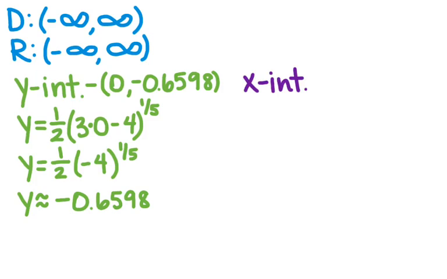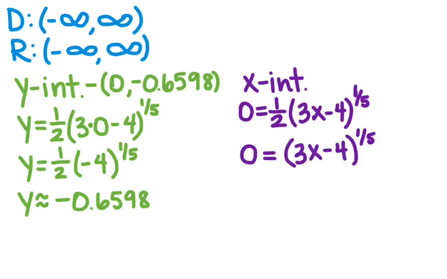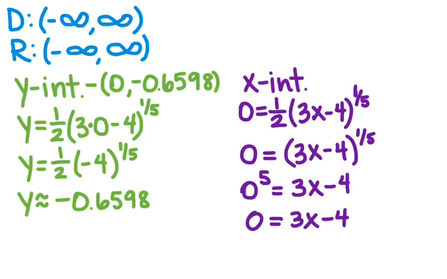For the x-intercept, we're going to plug in 0 for y. So 0 equals 1/2 times (3x minus 4) raised to the 1/5 power, or you could have left it as the fifth root. So I multiply by 2 on both sides. 2 times 0 is 0. To undo the 1/5 power, or to undo a fifth root, we're going to raise both sides to the fifth power. So 0 to the fifth power equals 3x minus 4. So that's going to be 0 equals 3x minus 4. When I solve for x then, x is going to equal 4/3. So my x-intercept is at (4/3, 0).